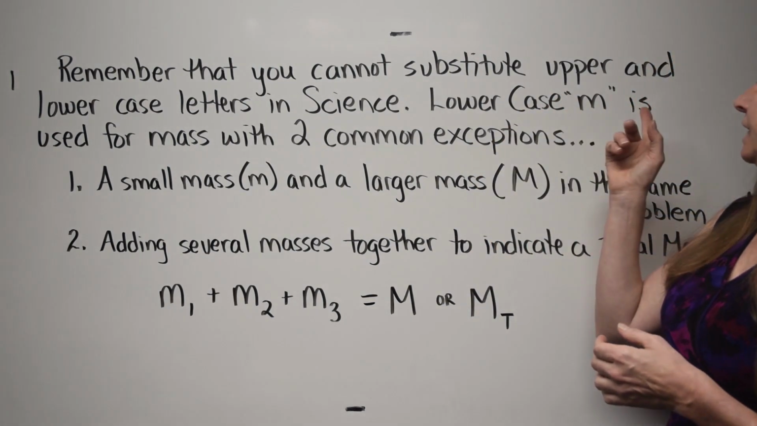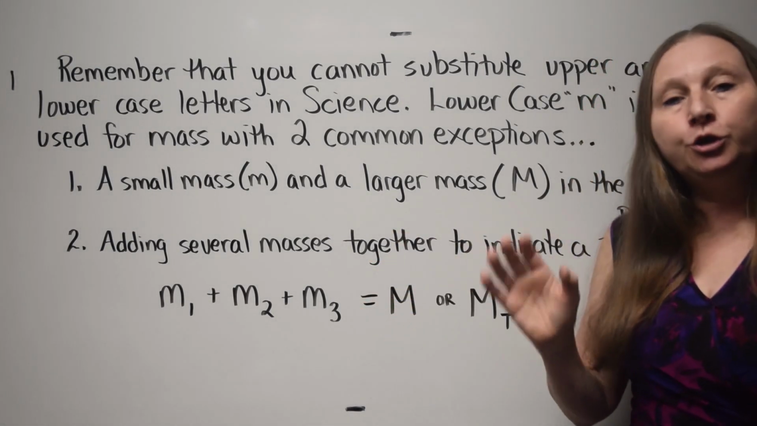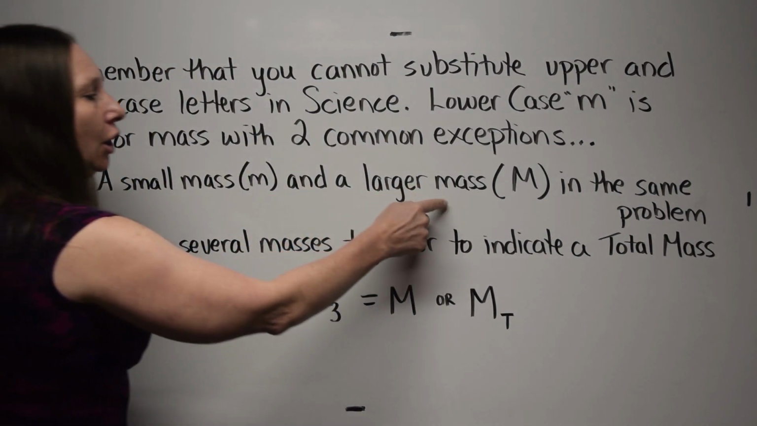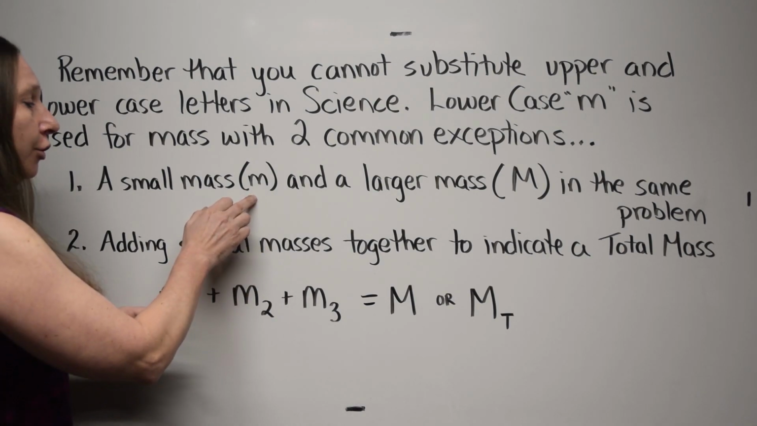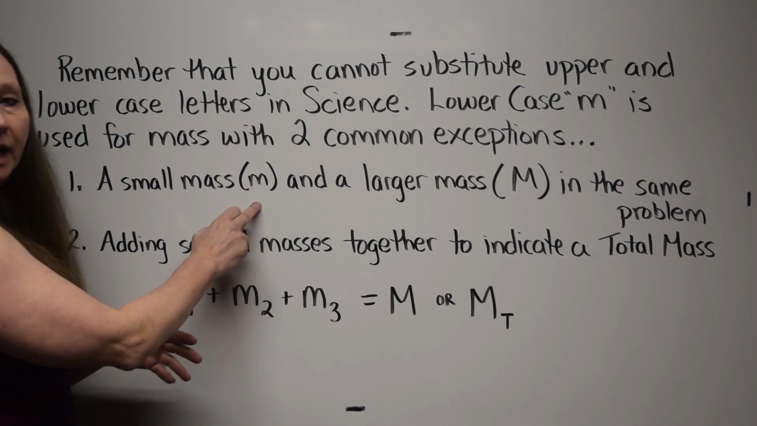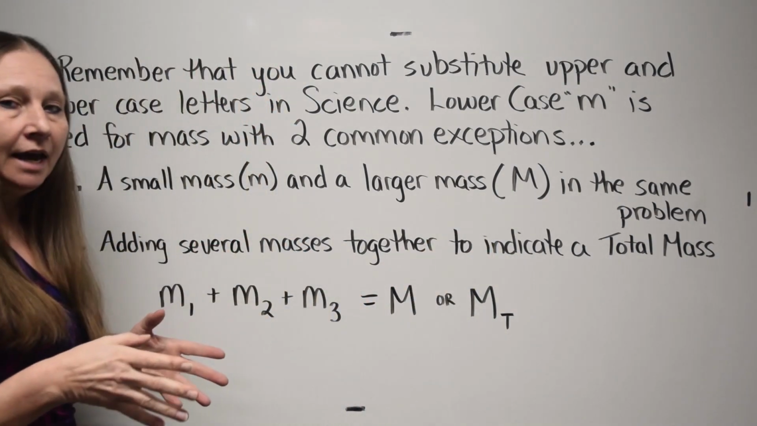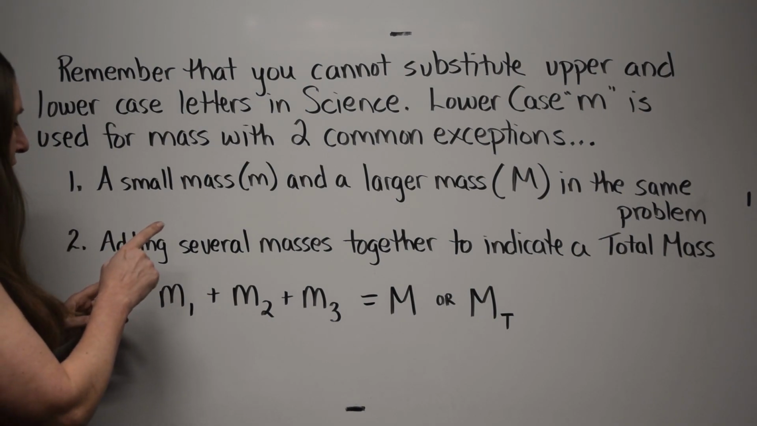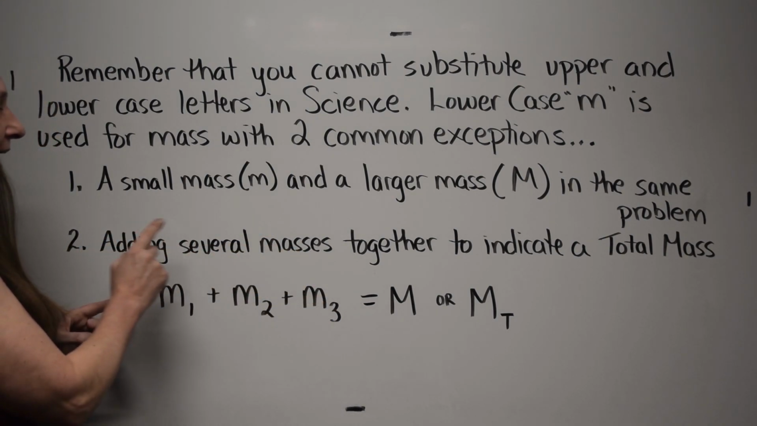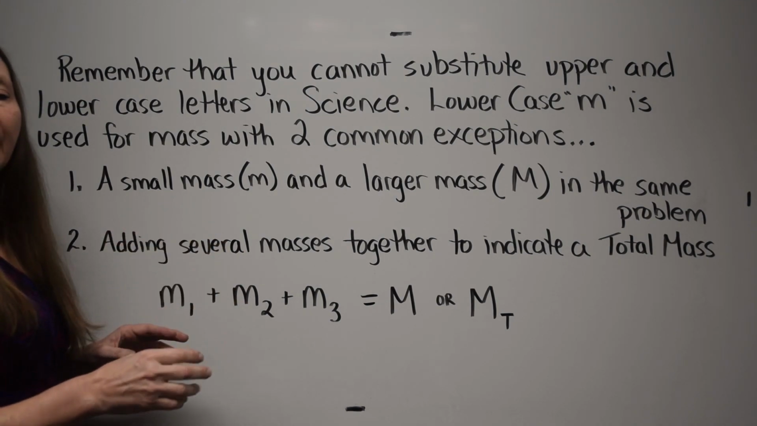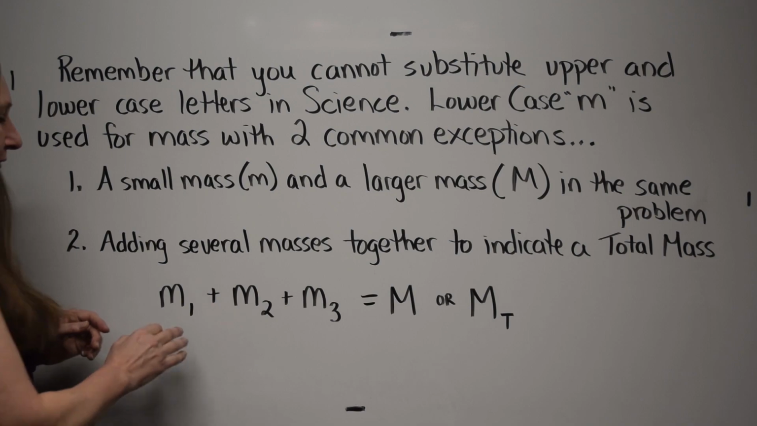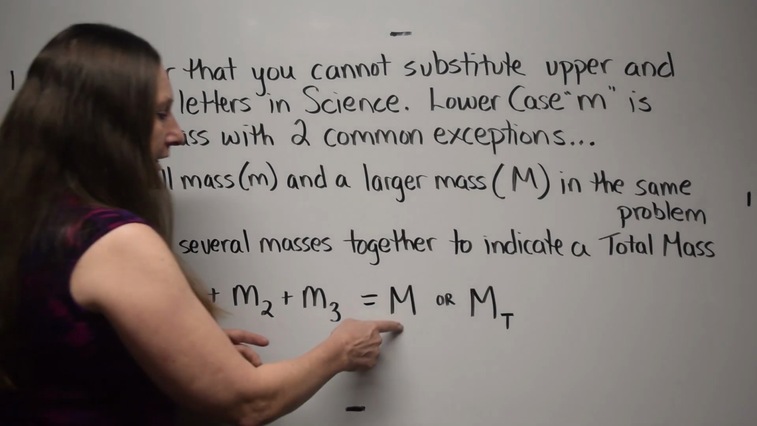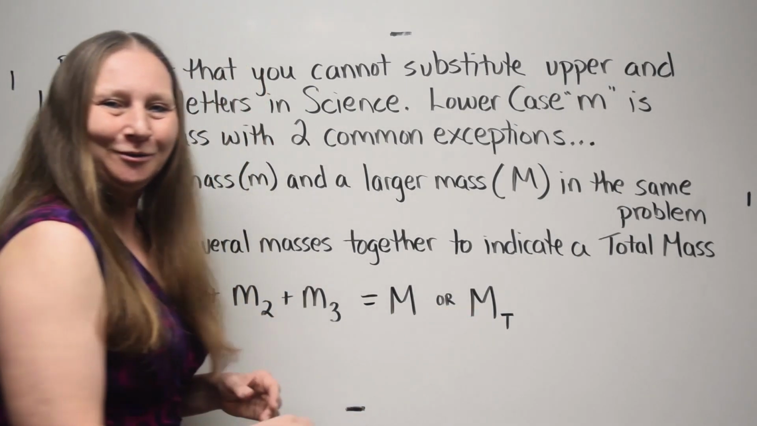Now, the lowercase m is used for mass, with 2 common exceptions. If you have a small mass and a larger mass in the same problem, you could indicate the smaller mass with a lowercase m and the larger mass with an uppercase or capital M. The other reason that you would use capital M is when you are adding several masses together to indicate a total mass. So for example, if you were to add M1 plus M2 plus M3, then you could call that total either capital M or M total.